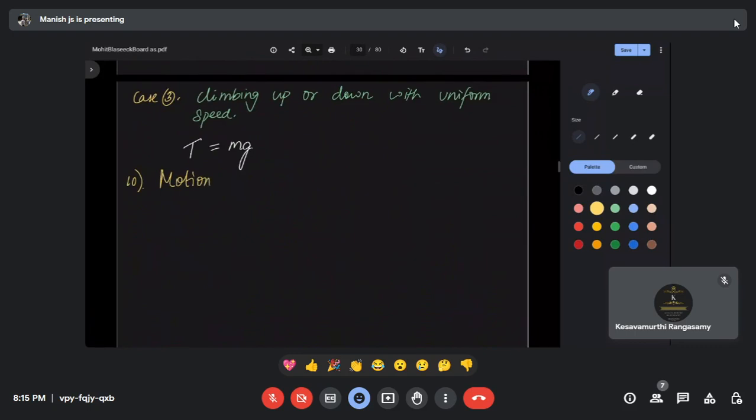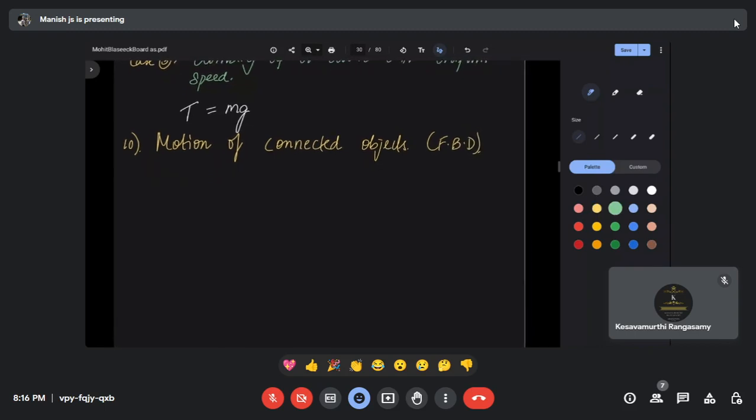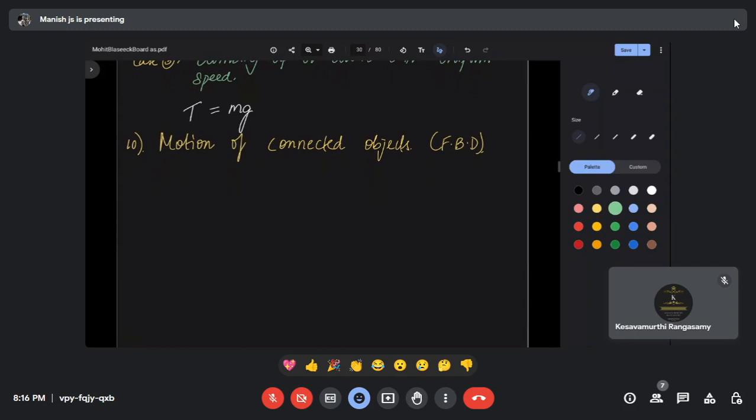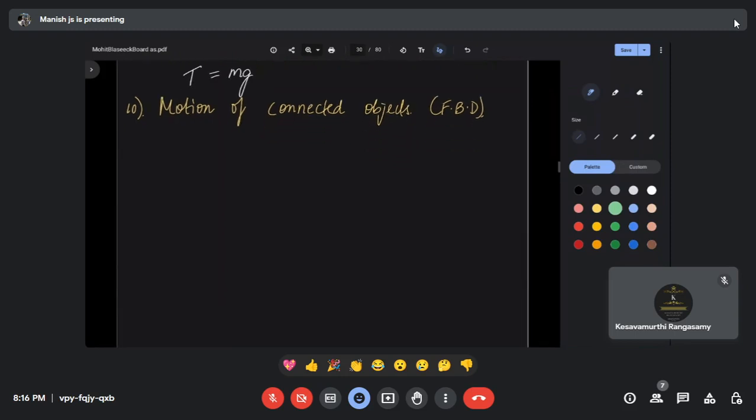So next we are going to see motion of connected objects and FBDs. FBD stands for the free body diagrams. Okay. First one, quite popular. So under this we have again different cases. So we will see case 1.